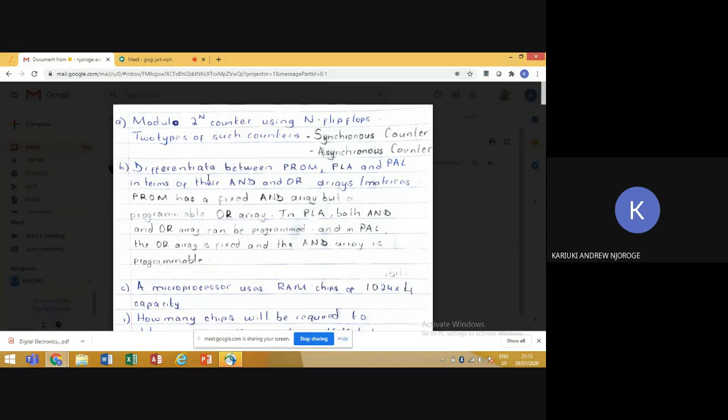The 2 types of such counters are synchronous and asynchronous counters. So modulo 2^n basically refers to an n-bit binary counter. Any binary counter that has n flip-flops is a modulo 2 power n counter, where n is the number of flip-flops. Any questions?